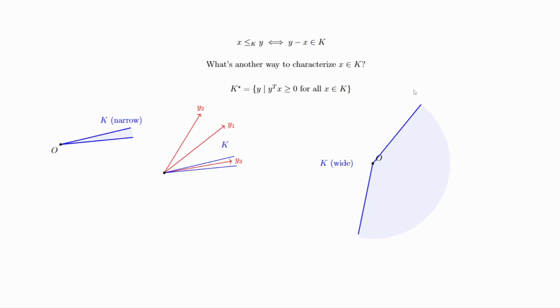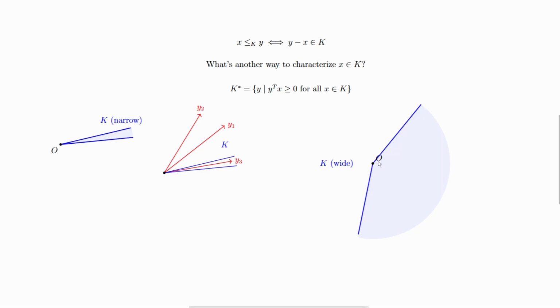Now let's go the other way. Consider a very large cone K in R2, about 160 degrees opening. So what is K star, or the dual cone? Well, again, we want to find vectors y such that y transpose x is greater than or equal to 0 for all such vectors in K.